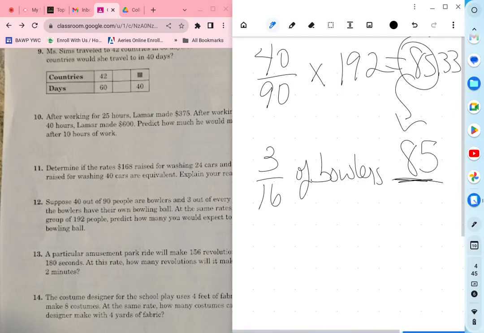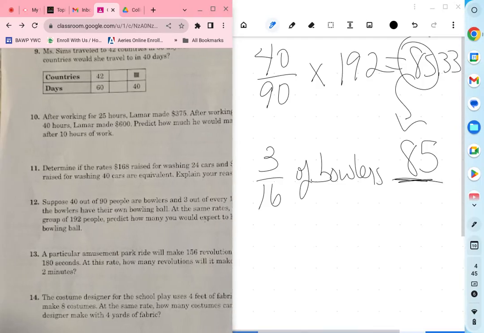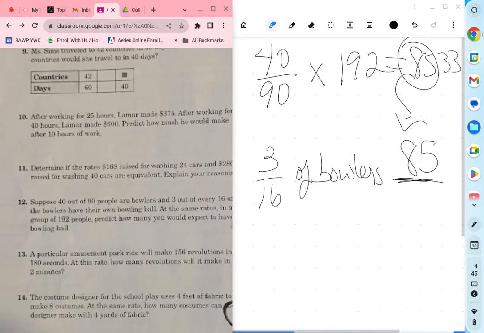Remember, we were using the 192 because if we had the same rates, we are trying to predict how many people, or if we had a group of 192 and we use the same rates that we had for this imaginary group, how many people could we expect to have a bowling ball? So we're going to say we've got 85 bowlers now, right?